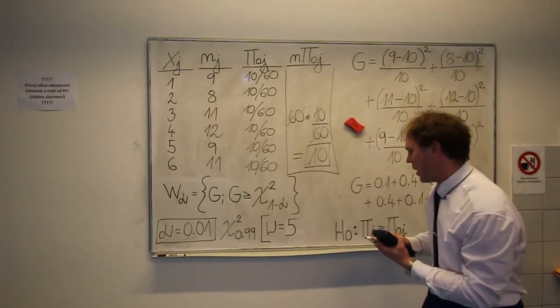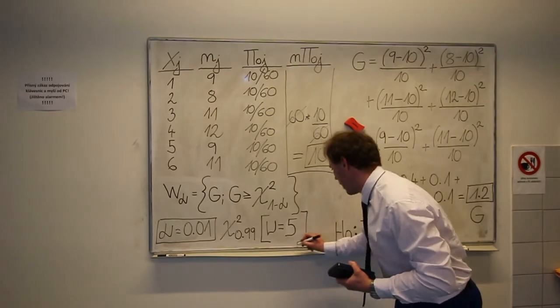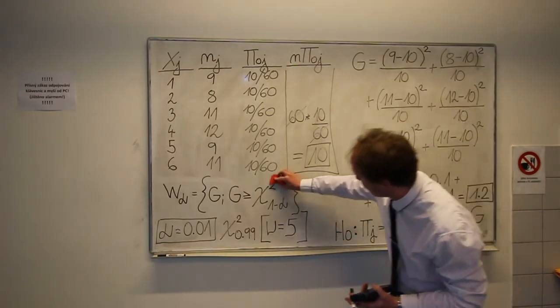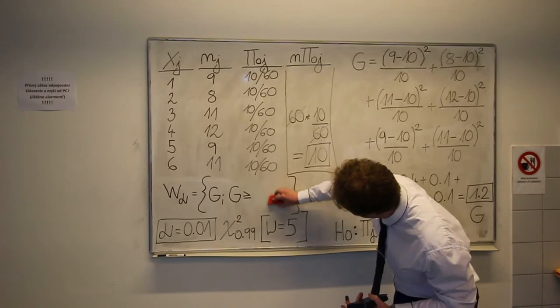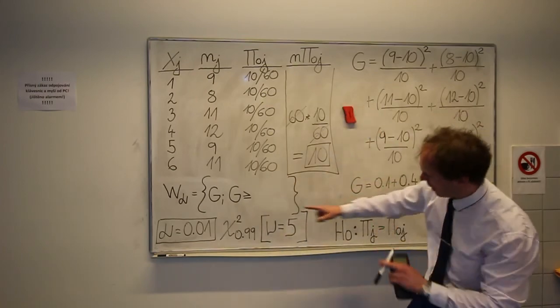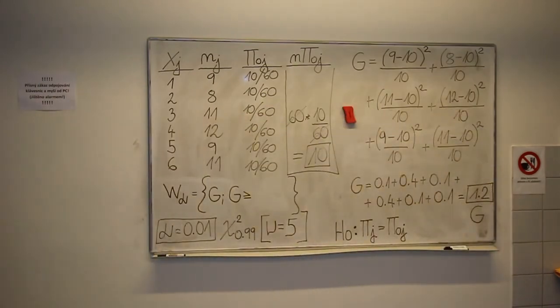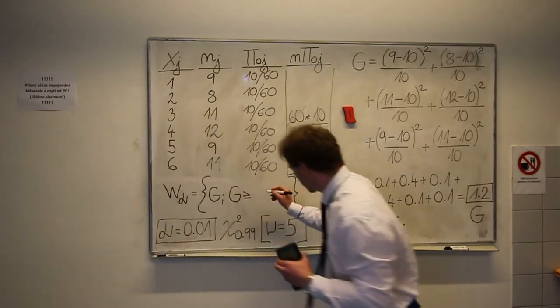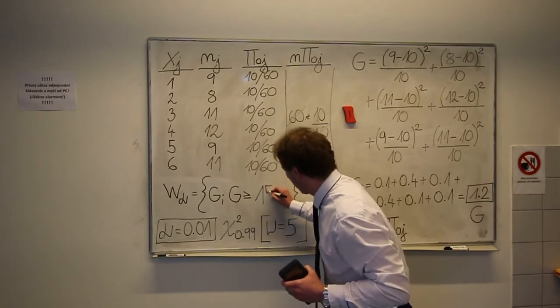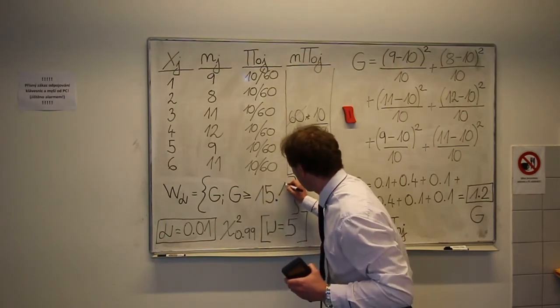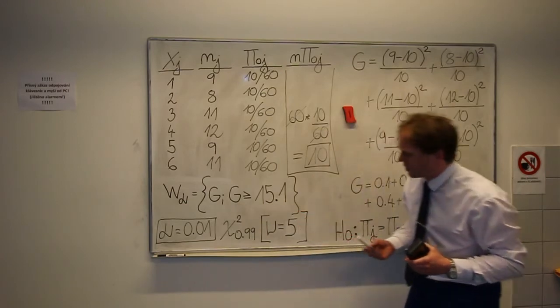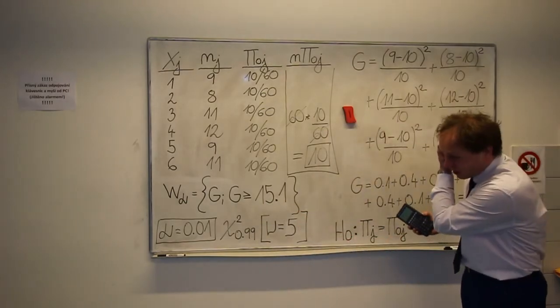5 degrees of freedom, and I will write the value of this quantile here. So please do this and compare the value with me. So 5 degrees of freedom, 15.1. Please find this critical value, 15.1, in the tables.